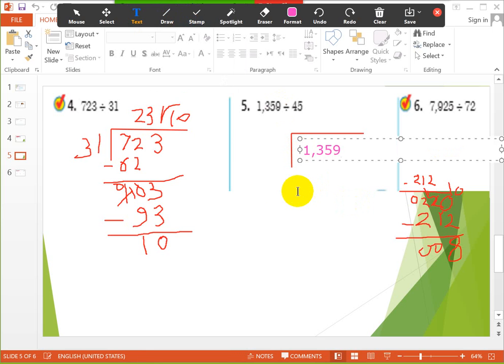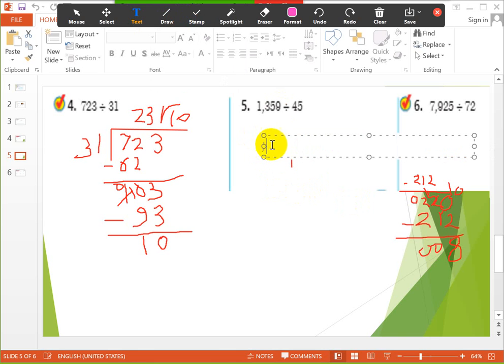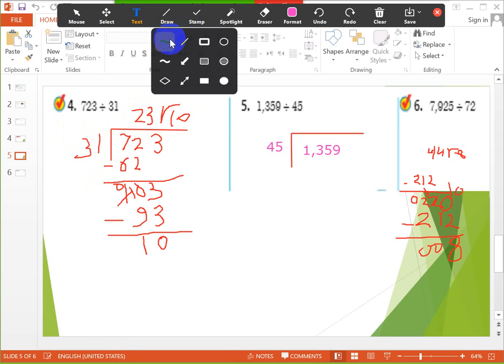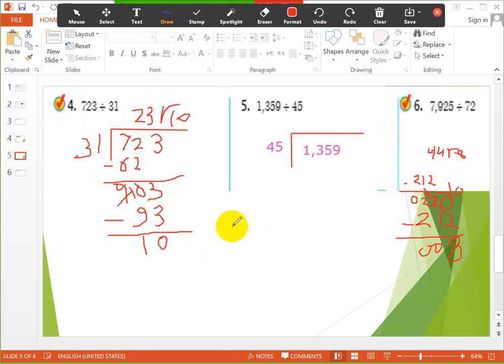359 divided by 45. You can do the check step here. You can multiply the quotient with the divisor and add the remainder, so it will give you the same dividend. Now let's find the answer. Now I will find the first digit in the quotient.